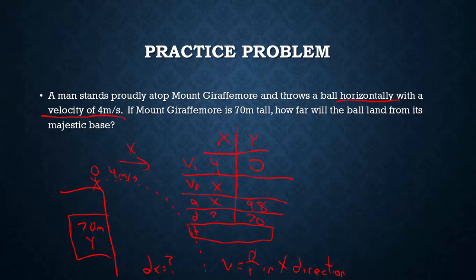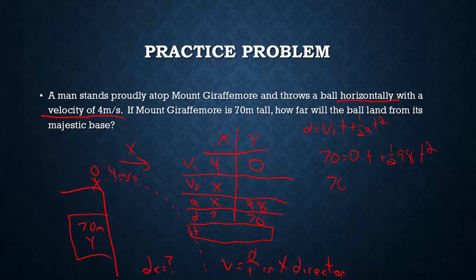This is a multi-step problem. We have to find t for y first, then plug that answer in to find d in the x direction. So this formula, again, it's our fun formula, d equals VIT plus 1/2 AT squared. Distance is 70. VI is 0. Time we don't know, plus 1/2 times 9.8 t squared.